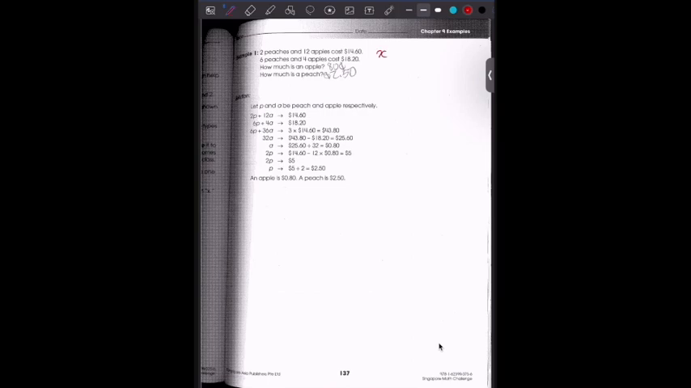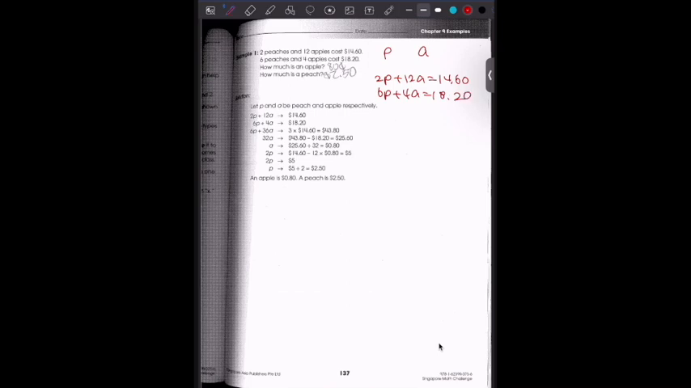So of course we can use x and y, but oftentimes we use variables that indicate what the unknown is. So for peaches, we're going to say P, and for apple, A. So we have 2p plus 12a equals 14.6. And we have 6p plus 4a equals 18.2.